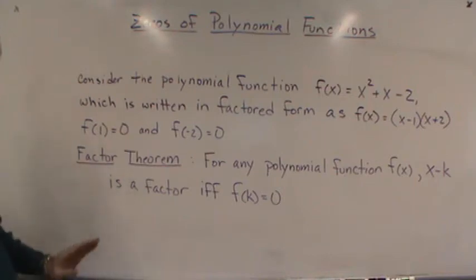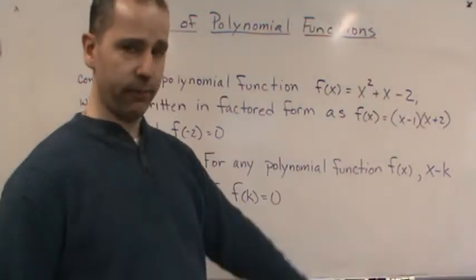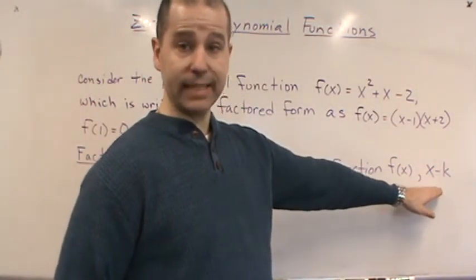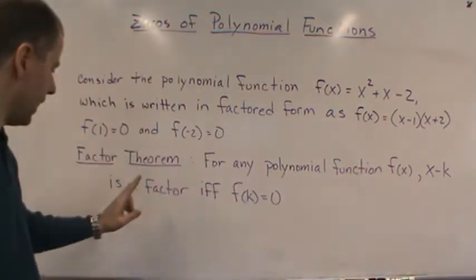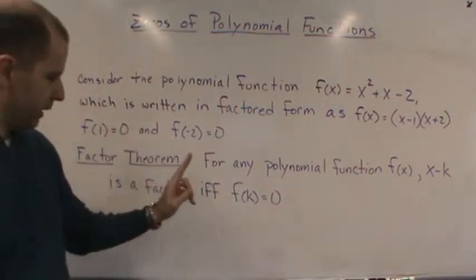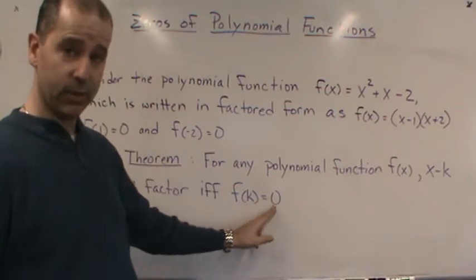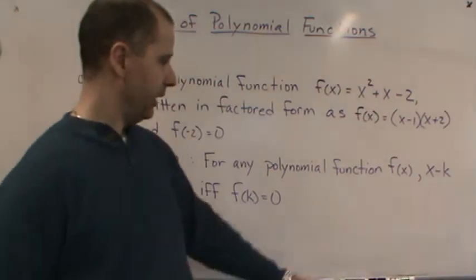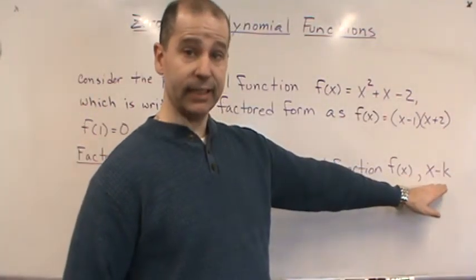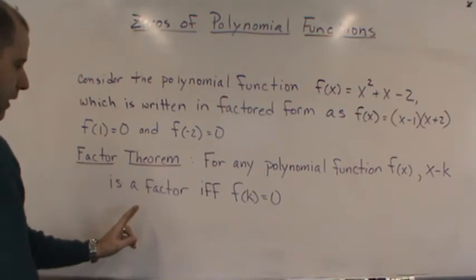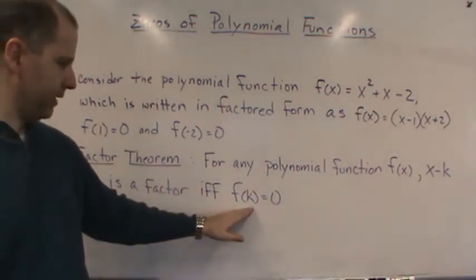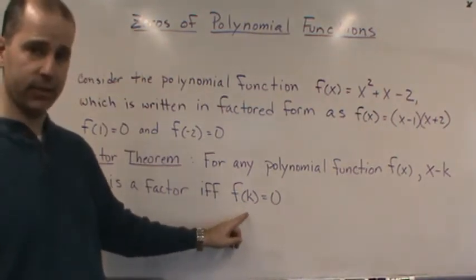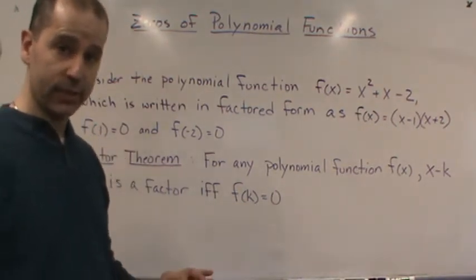The factor theorem says that for any polynomial function f of x, x minus k is a factor if and only if f of k is equal to 0. So let me say that again. For any polynomial function, x minus k is a linear factor of the function if and only if f of k is equal to 0. Well, how are we going to determine if f of k is equal to 0? By using the remainder theorem and using synthetic division.